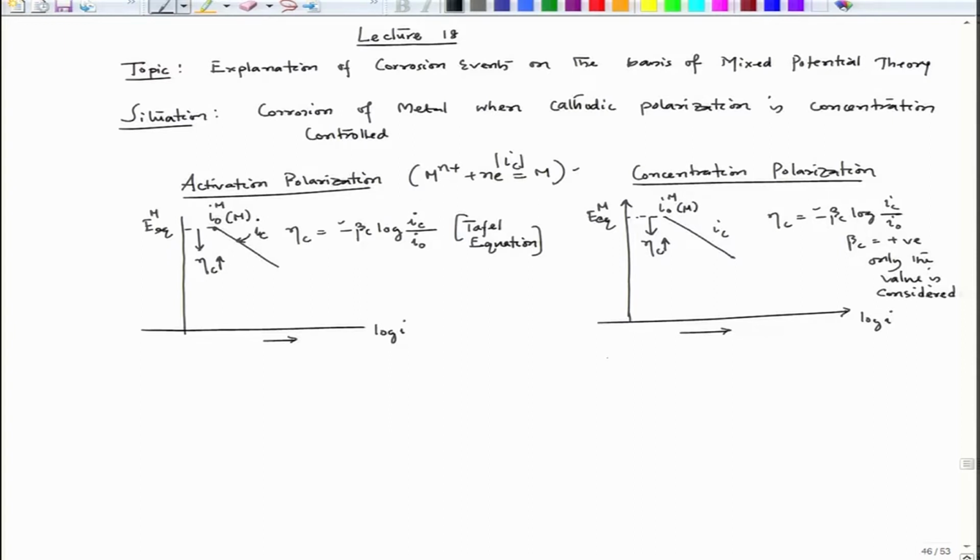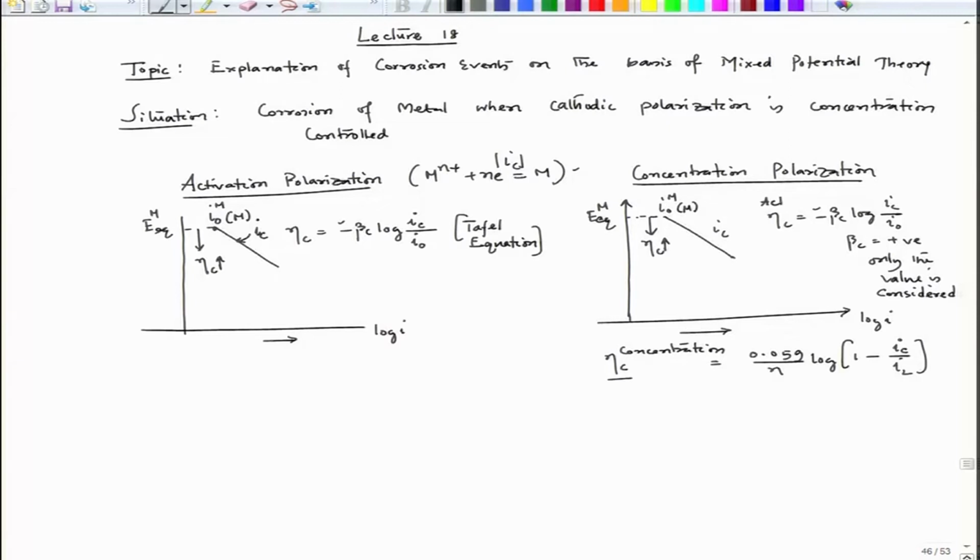Now, after that we have already observed that eta C, when it is concentration controlled, the governing equation becomes 0.059 divided by n log of 1 minus I by I L. So, I could say I C by I L. This becomes my equation, and I could see that when I C reaches I L, eta C, which is the concentration overvoltage, becomes infinite.